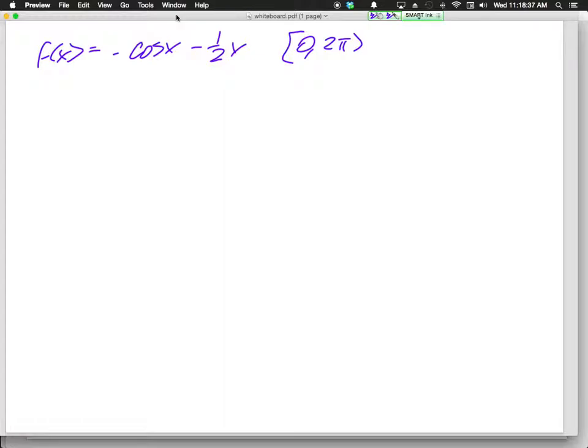Alright, so on this one we're going to find everything. I want critical points, I want relative extrema, I want concavity, and I want points of inflection. So Brock, what do we do to get started? Find the derivative. What's the derivative of negative cosine? Sine. And the derivative of negative 1/2 x? 1/2. So there's my derivative.